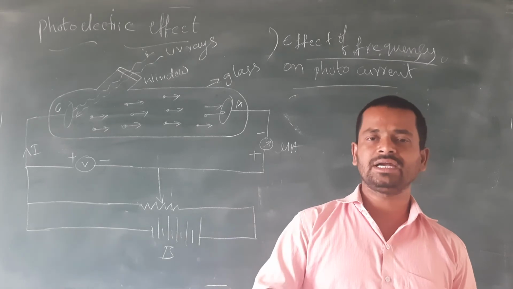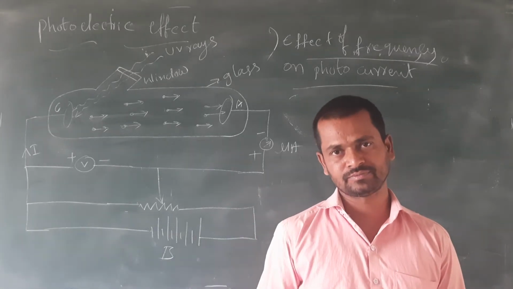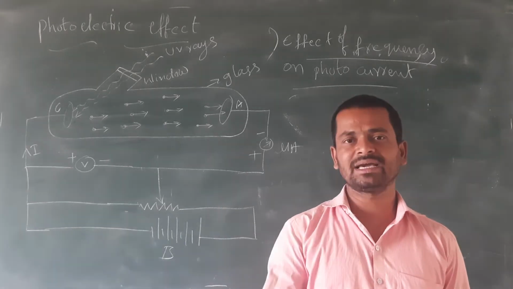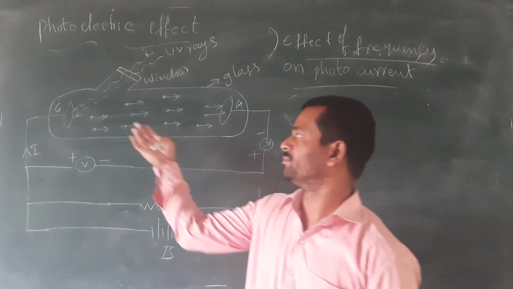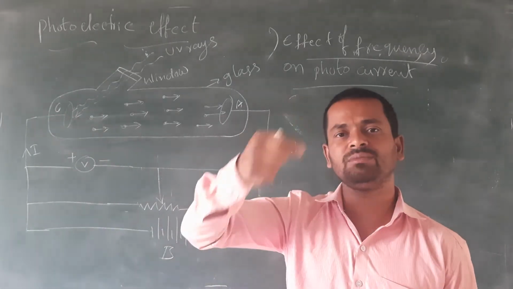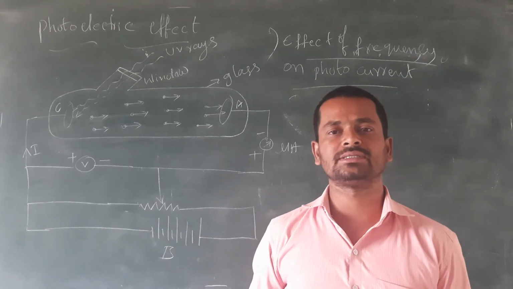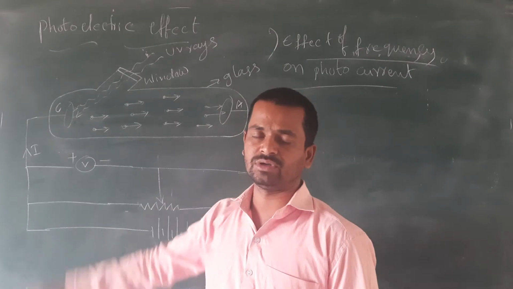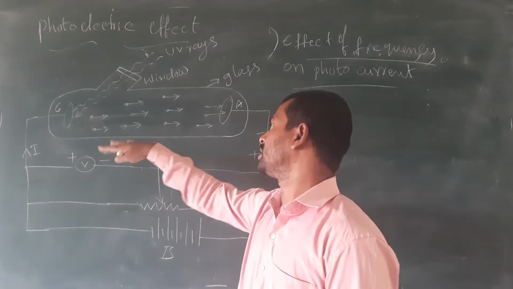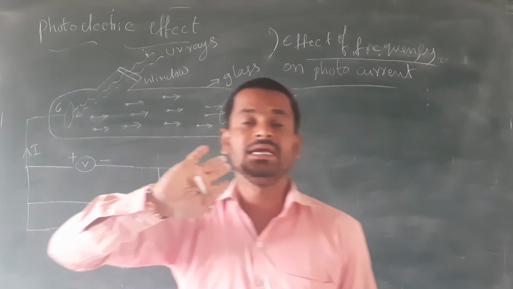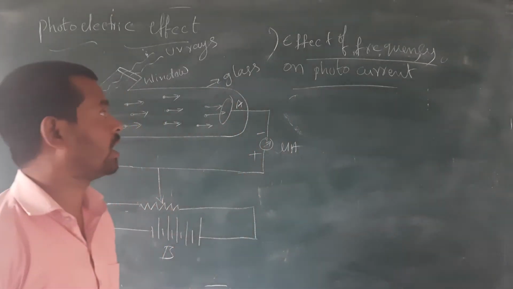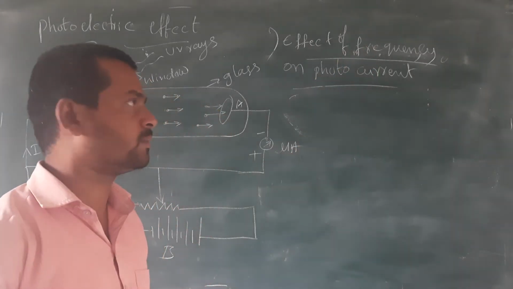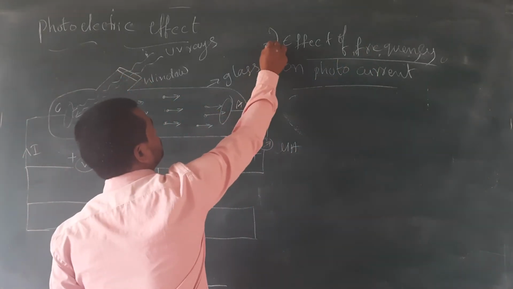But photocurrent mostly depends on photons only. One photon can produce one electron. Why? Because when light falls on this metal, there is a streaming, a collection of many photons. Each photon can produce one electron. So many photons can produce many electrons. These electrons are collected. But frequency cannot change the current. So photocurrent does not depend on frequency. This is the third point.